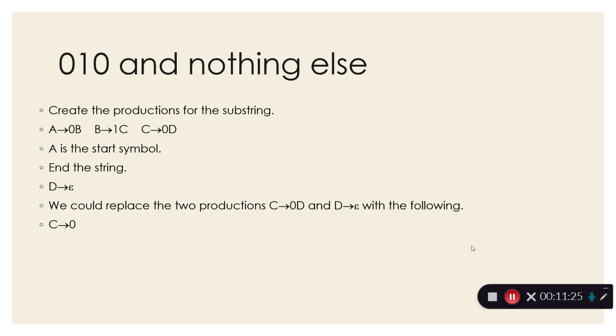Very simple. Now, if we want to, we could replace the two productions, C goes to 0D and D goes to epsilon, with C goes to epsilon. Excuse me, with C goes to 0, C goes to epsilon would be a disaster. So we can take those two productions and replace them with a single production if we really want to. Doesn't really matter.